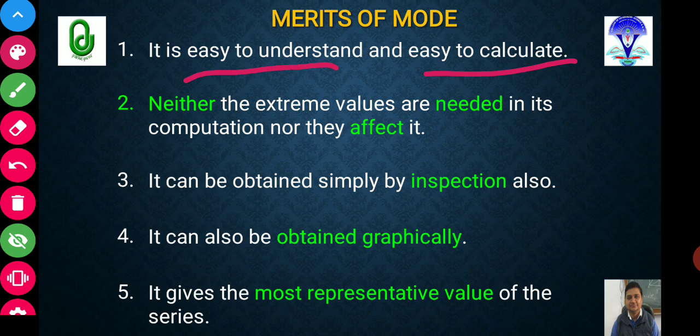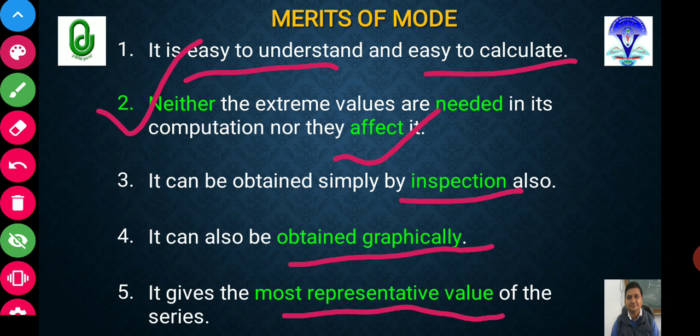Neither are the extreme values needed in its computation, nor are they affected. So we don't need the extreme values, and if the extreme values are anything, the value of mode is not affected. It can be obtained simply by inspection also. This is also a merit. We have already seen the method of inspection. It can be obtained graphically. Then it gives the most representative value of the series. The characteristic of mode is the maximum occurred frequency, so the most representative value is the mode.